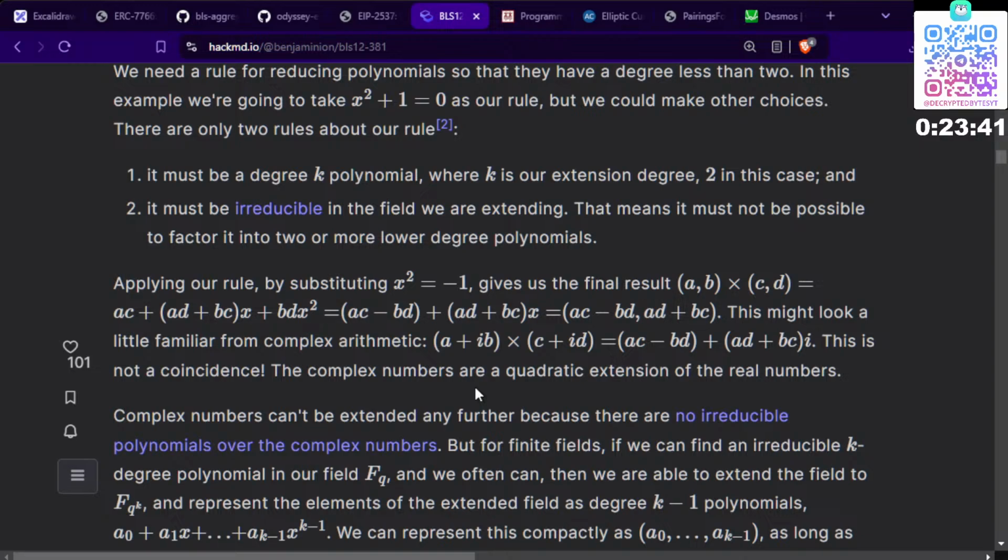Applying our rule by substituting x squared equal to minus 1 gives us the following result: (ac minus bd, ad plus bc). This might look a little familiar from complex arithmetic. This is not a coincidence. The complex numbers are quadratic extensions of the real numbers.